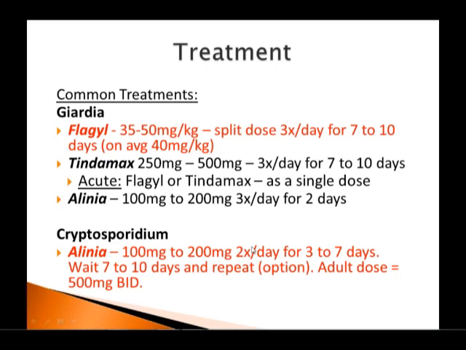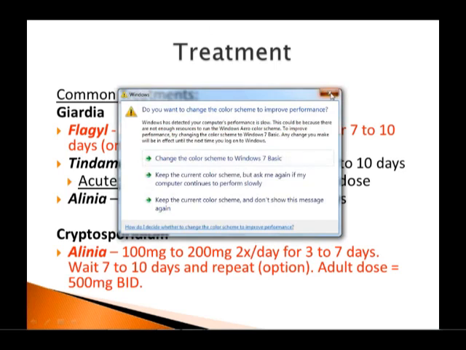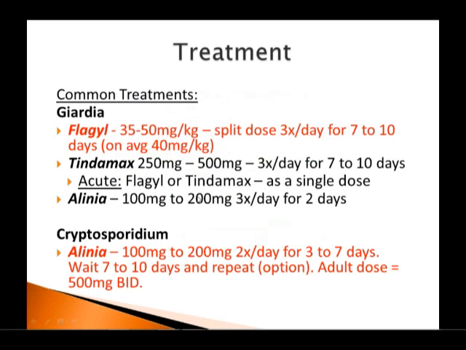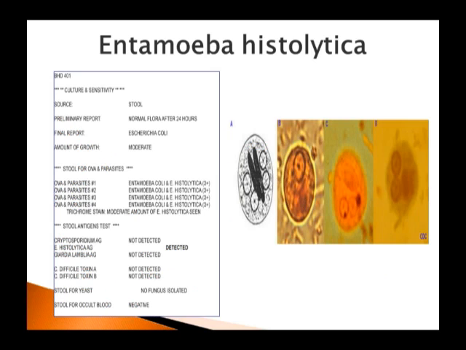Now, Cryptosporidium is a parasite that is more difficult to treat, and generally with Cryptosporidium we're actually needing to use Alinea. So Alinea is going to be more effective for Crypto. Flagyl will not be effective for Cryptosporidium. So the end result here is Giardia, generally recommend using Flagyl because it's less expensive, more readily available. Cryptosporidium, Alinea would be preferred.